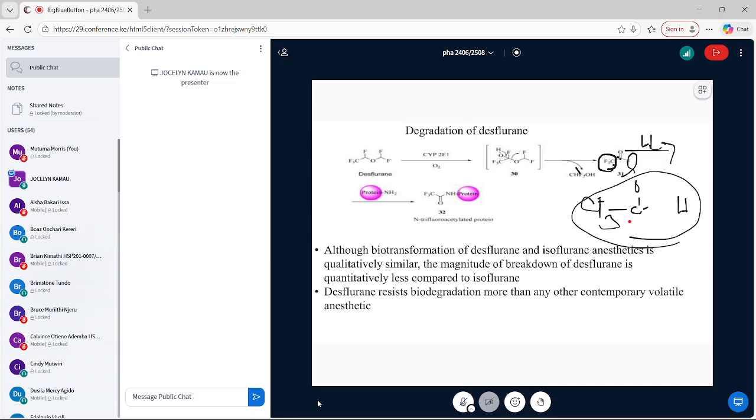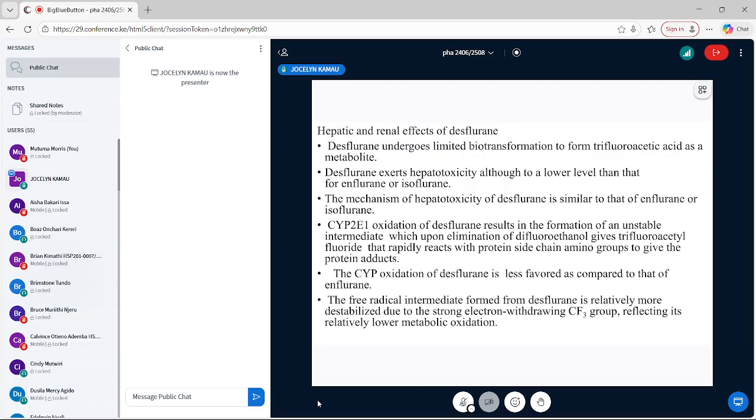But even if it does not react with water to give us the trifluoroacetic acid, the trifluoroacetyl fluoride in itself is already a strong electrophile, which can bring about adduct reactions. But when we compare desflurane, enflurane, and halothane, we are saying desflurane is a little bit more stable. It resists, as I have already mentioned, oxidation or the biotransformation to form the trifluoroacetic acid as a metabolite.